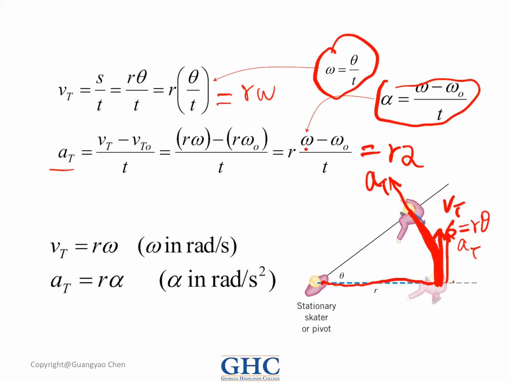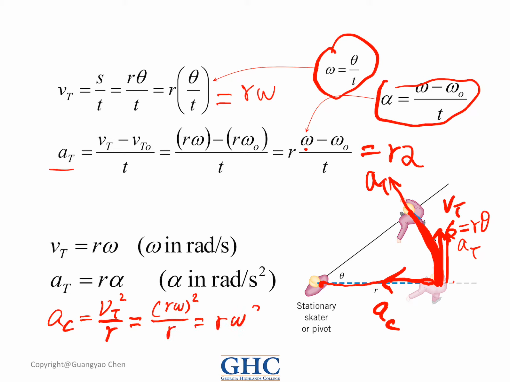Now recall for circular motion, we always have centripetal acceleration pointing to the center of the motion. a_c, if you recall, is v_t squared over r. And if you replace v_t with r omega here, you find it also equals r omega squared.